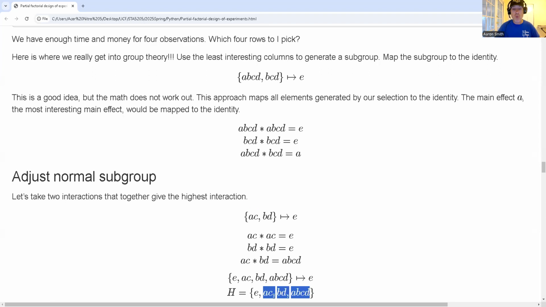And you'll notice that if I multiply any two of these together, I'm going to get a third one that's in this set, no matter what. AC times AC is the identity E. BD times BD is the identity. And if I multiply AC times ABCD, that's going to be BD. Like any combination I pick, this is a closed subgroup. So when I set up my subgroup for my partial factorial design, I'm saying I'm sacrificing these columns to be able to get more informative value elsewhere.